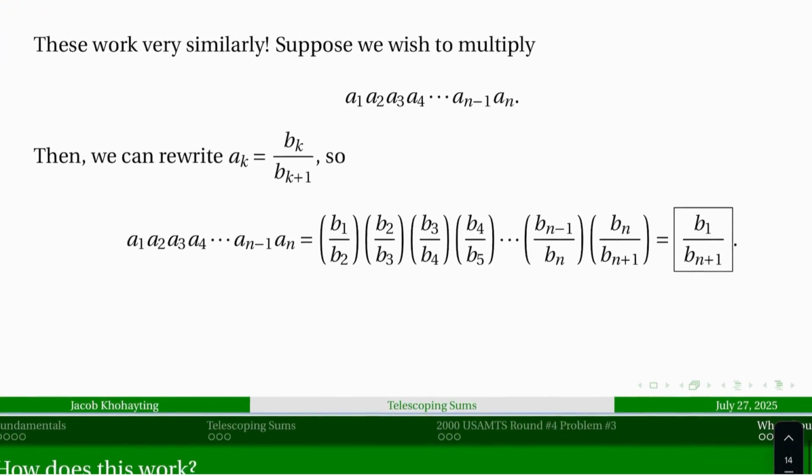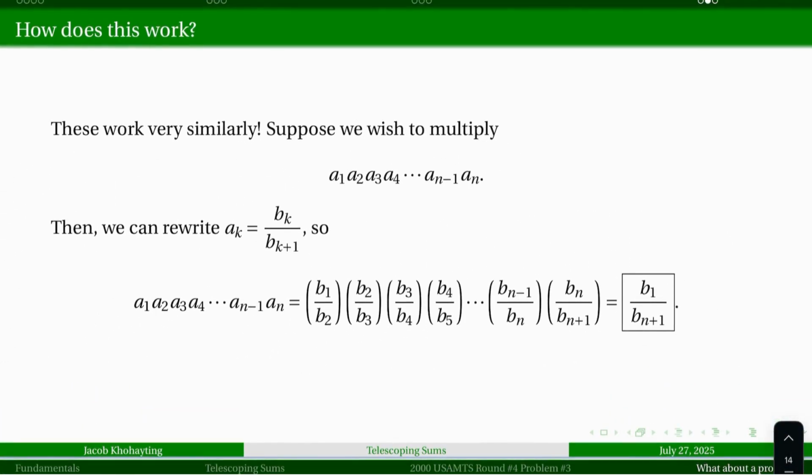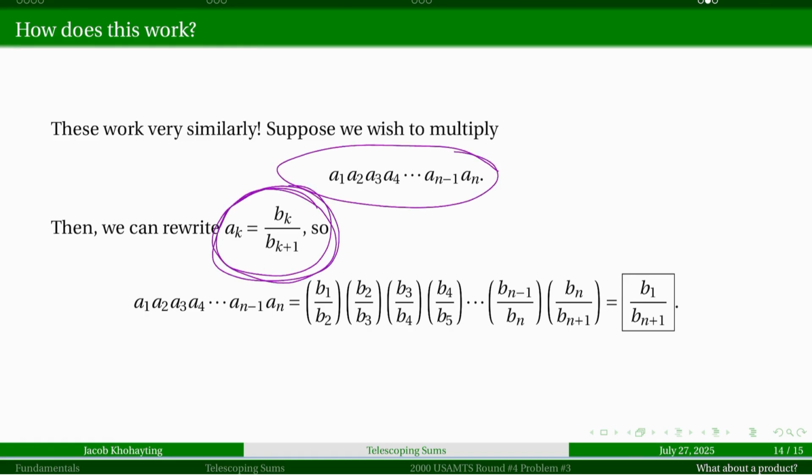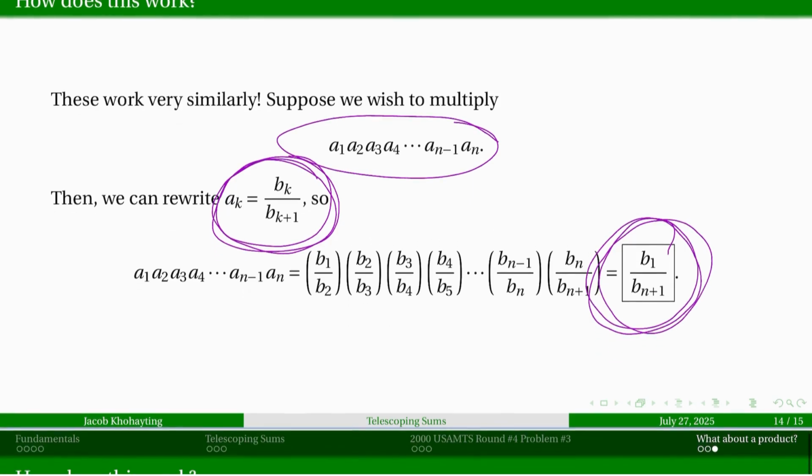Now, one thing I want to talk about here is products. They work very similar to what we've seen beforehand about sums. Suppose we wanted to find a product like this. We can write each term as a_k equals b_k over b_(k+1). And just like the telescoping sums, these products simplify just as nicely, to b_1 over b_(n+1).